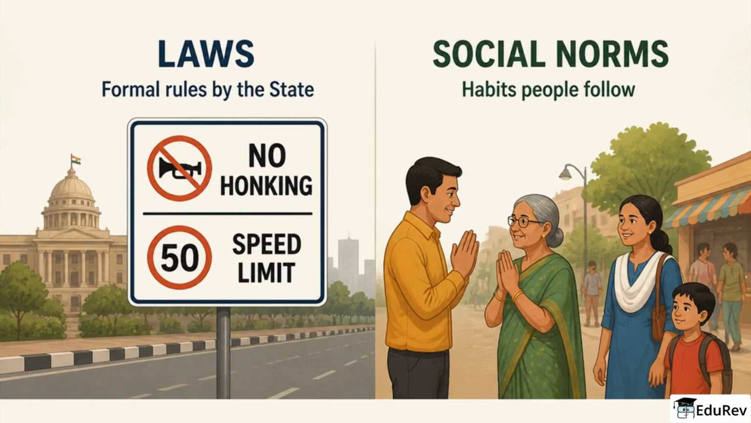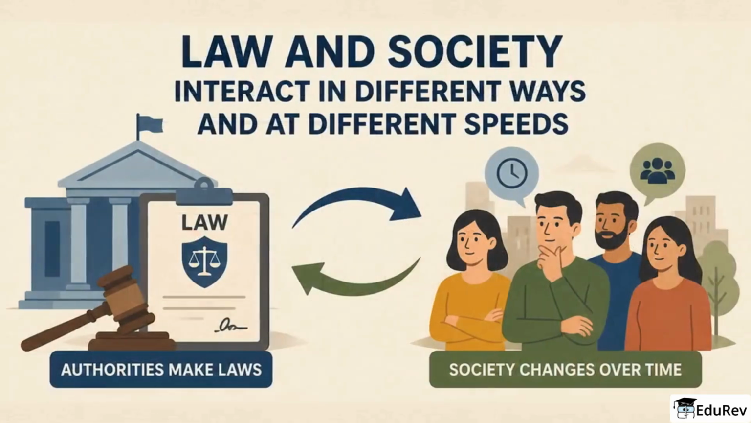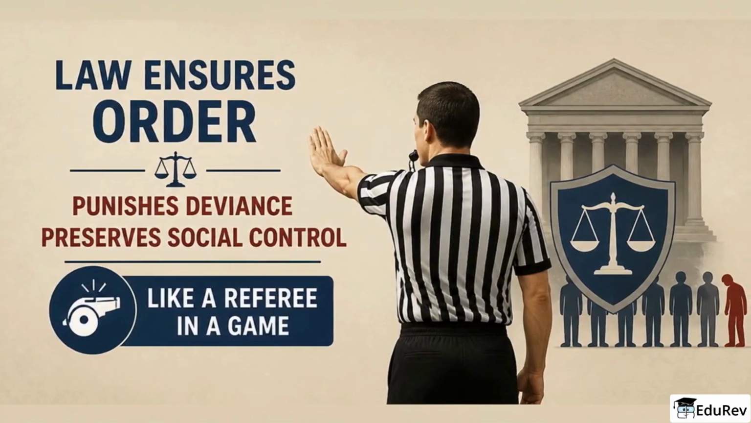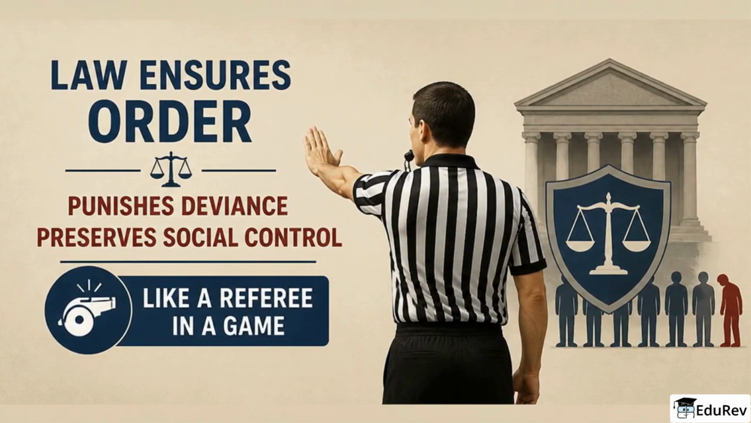Think of laws as formal rules set by the state, like traffic rules written on a signboard, while social norms are the habits people actually follow in daily life. Political authorities create legislation to change behavior or to reflect changing values. But law and society interact in different ways and at different speeds. One main view sees law as order maintaining. It punishes deviance and preserves social control, much like a referee in a game, ensuring rules are followed.